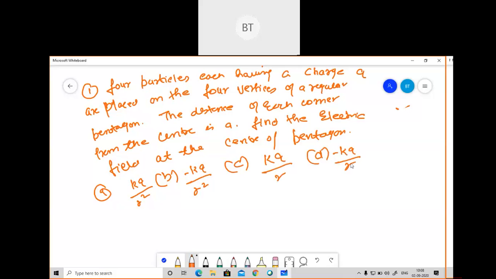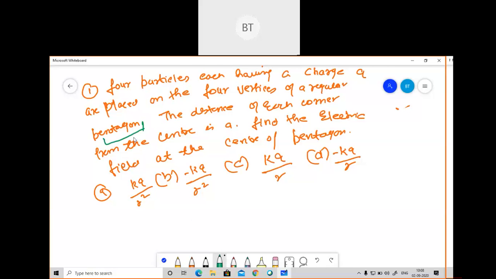so I'll read the question for you. The question is like this: four particles, each having a charge q, are placed on the four vertices of a regular pentagon. Already the question mentions a pentagon, and for a pentagon you must be aware that it has five sides. The distance of each corner from the center is a. From the center the distance is given as a, and they are asking you to find the electric field at the center of the pentagon.